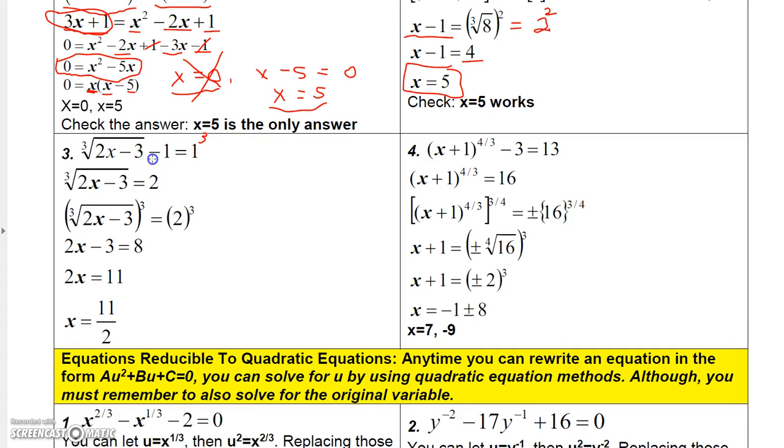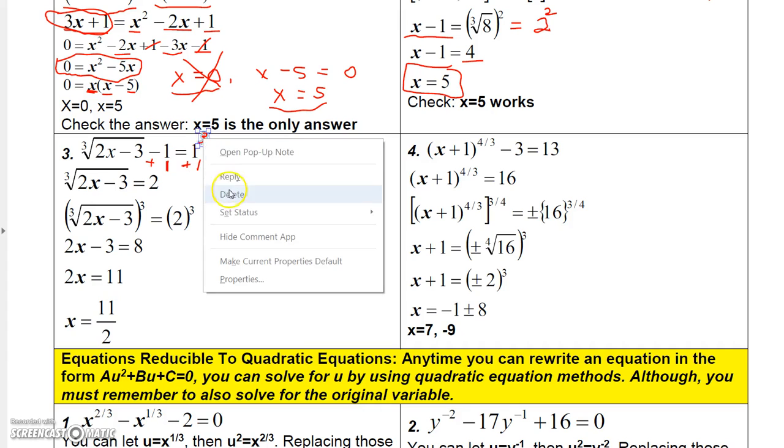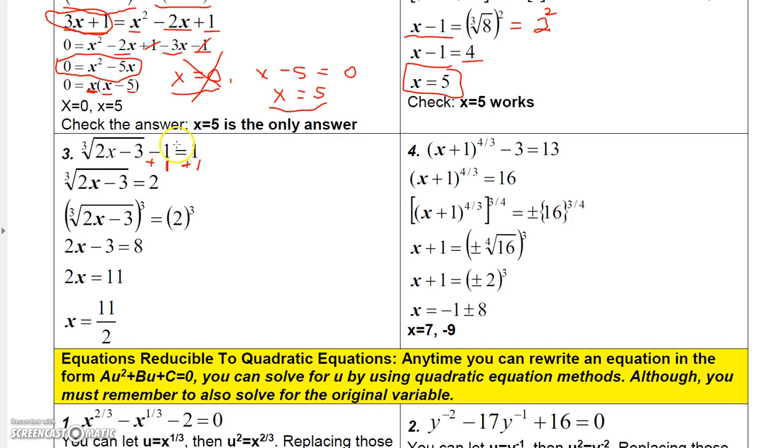What we want to do is add 1 to both sides. Let's get rid of this number that's outside the radical. So let's just add 1 to both sides. Okay, so now if I add 1, these will cancel, and then 1 plus 1 is 2. So now I'll have nothing over here but just the cube root.